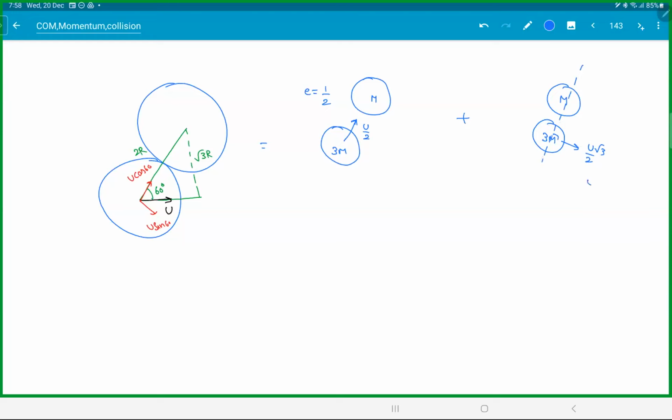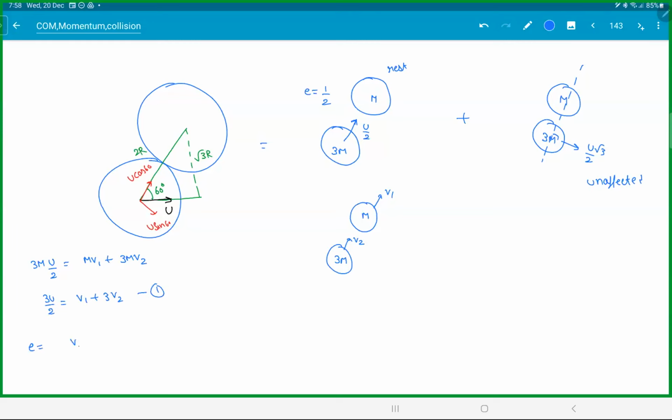This is unaffected. This thing you can just throw outside for now. This is at rest. So after collision, let this velocity be v1, and let this velocity be v2. Conservation of momentum, coefficient of restitution. 3m u by 2 is equal to mv1 plus 3m v2, so 3u by 2 is equal to v1 plus 3v2.